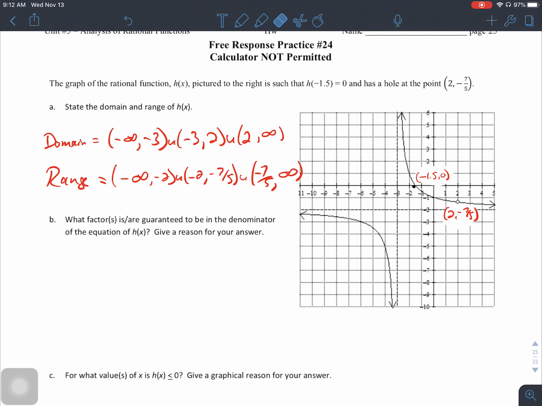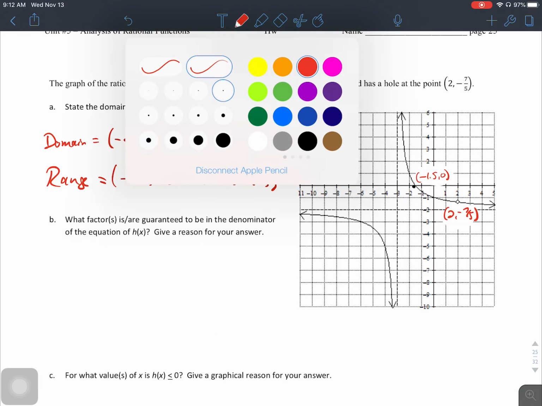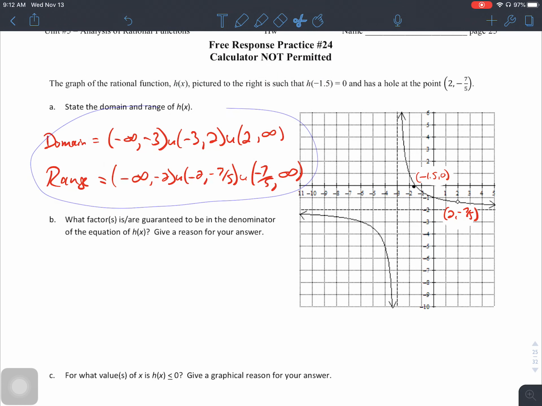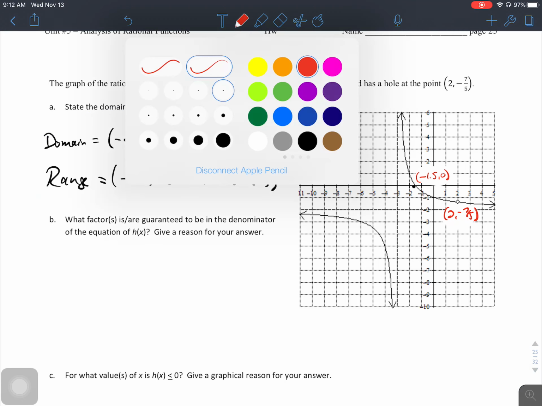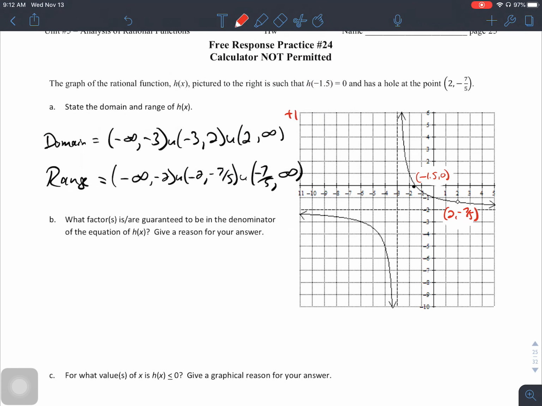So we got domain and range. We weren't asked to explain anything, and each of those would be worth 1 point as a free response question. Just going to label this as such. Each of those 1 point. Excellent.